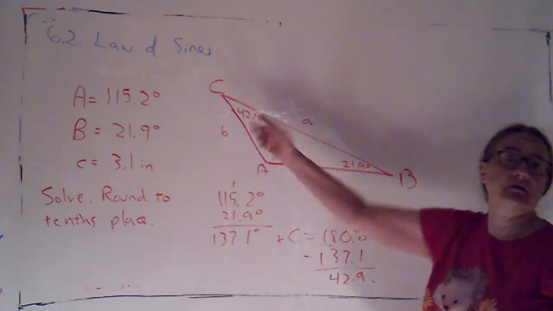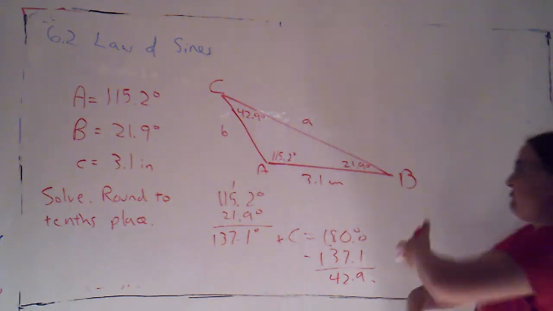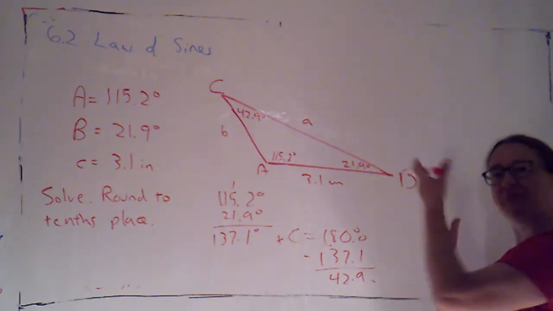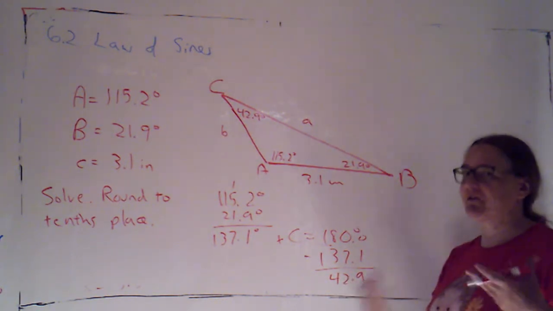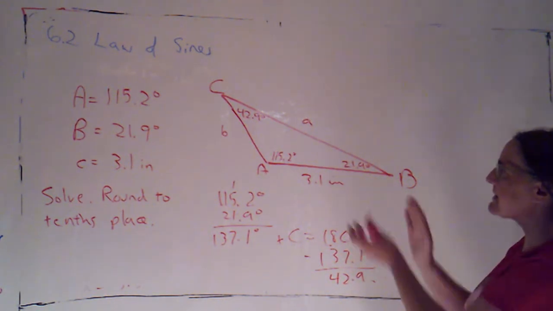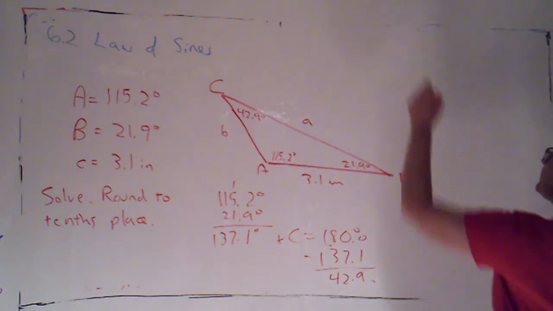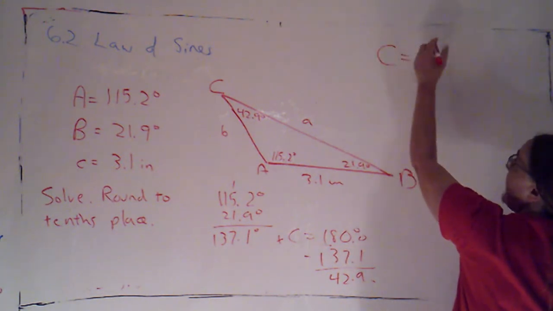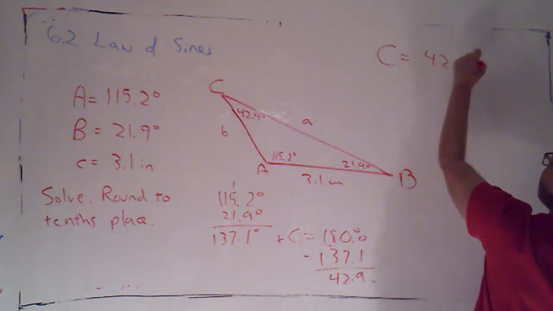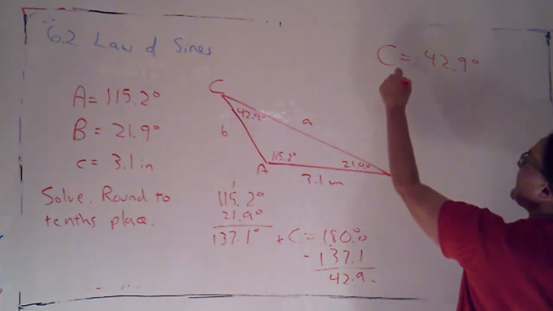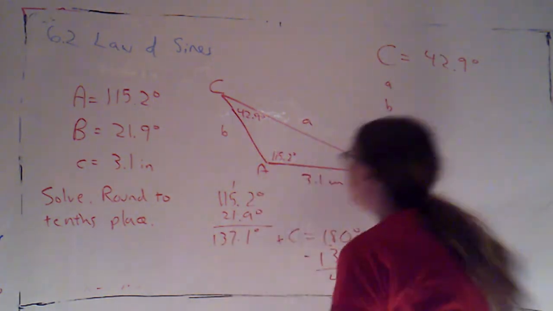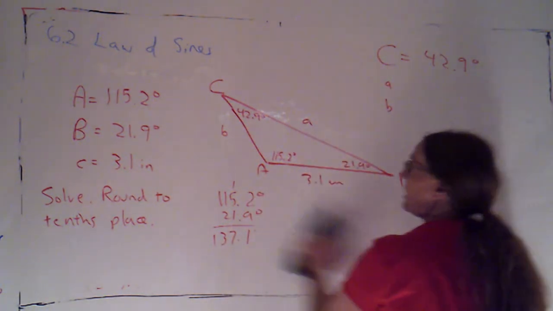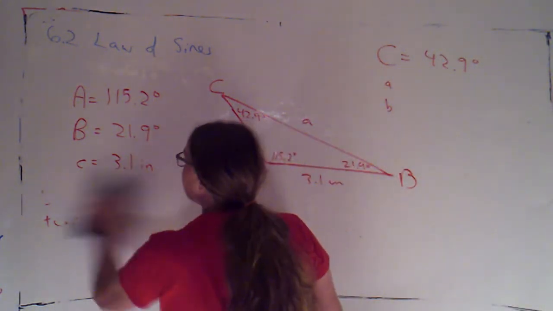Now, I did not draw my picture to scale because I just kind of drew myself a triangle. It's a place to put things. If I wanted to draw it to scale, I'd be a little bit more careful about things, but it wasn't necessary to have it to scale. All right, so angle C is 42.9 degrees, and now I need to get sides A and B. Okay, so let's use our law of sines.